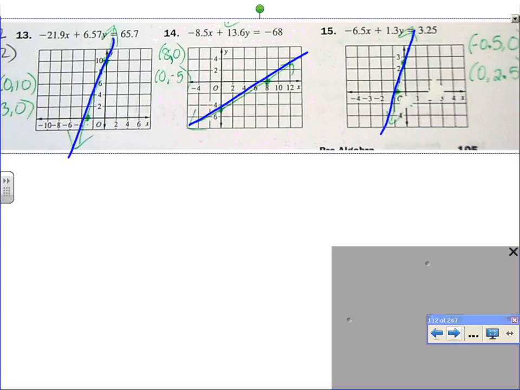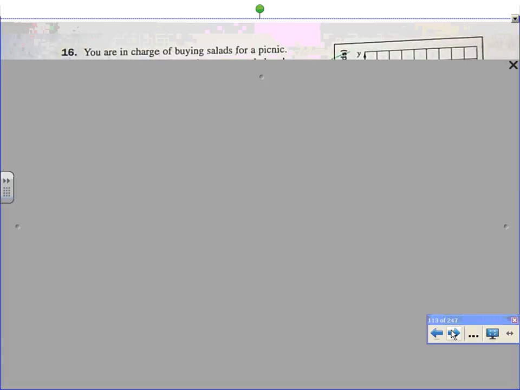Alright, so that whole first page, questions. No? So the back page was a little harder. You have some of the problems. So 16, you can tell me what their equation was. 1.25x plus 2.5y. Good job, yes.